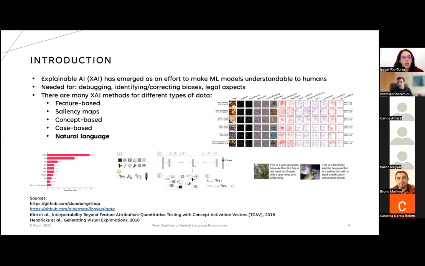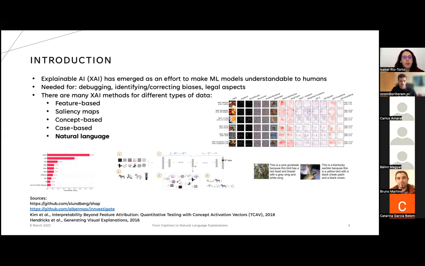So just a brief introduction. I don't want to go into much length about what explainable AI is. I think probably most of you know what it means. In general terms, it has emerged as an effort to make machine learning models more understandable to humans. We want to keep the high predictive capacities of these techniques and still try to understand why these models decide what they decide. Of course, I could talk at length about this. It is needed for debugging purposes. It can help us identify and correct biases, and it might also be needed in the near future for legal reasons.